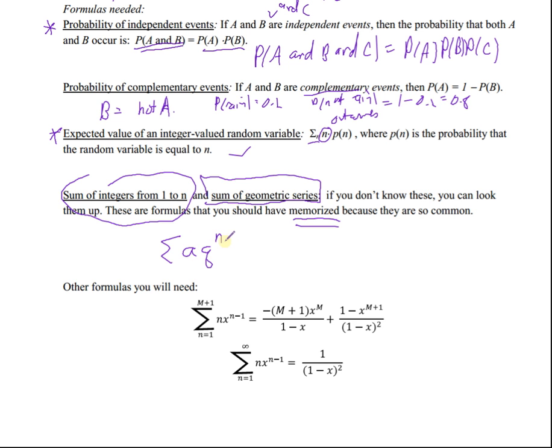And sometimes you'll have an infinite sum, n equals 0 to infinity. Sometimes you'll have a finite sum, 0 to m. And you might use different letters. You might have bx to the n. You should know the formula for these geometric series, both the infinite and the finite case.